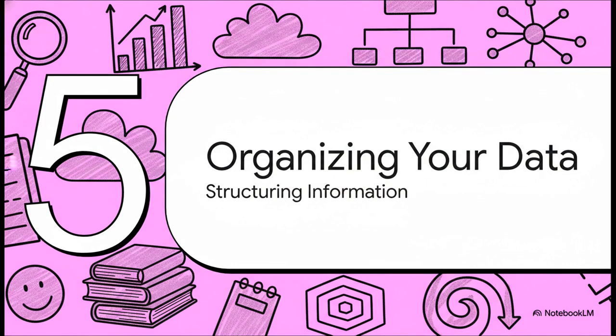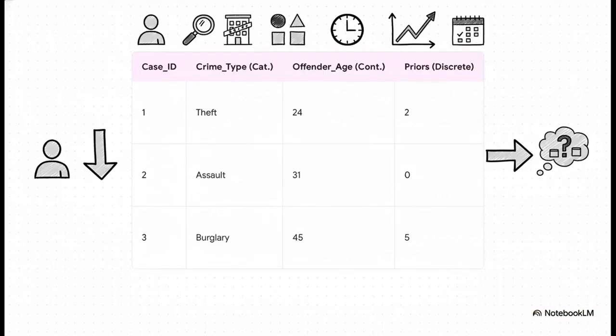Okay, so we filled our toolkit with all these different data types, but how do we lay them out so we can actually start our analysis? Well, that's where data structure comes in, and thankfully it follows a really clean universal logic. In pretty much any analysis you'll ever do, your data will look just like this table. Each column is a variable. See, we have crime_type, which is categorical, offender_age, which is continuous, and prior convictions, which is discrete. And then each row is a single observation, in this case, one single crime. This simple grid is the foundation for everything.